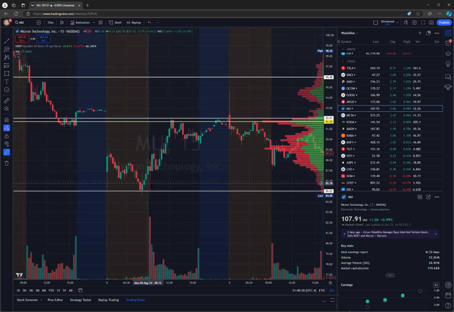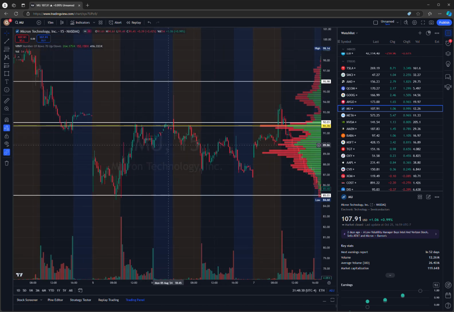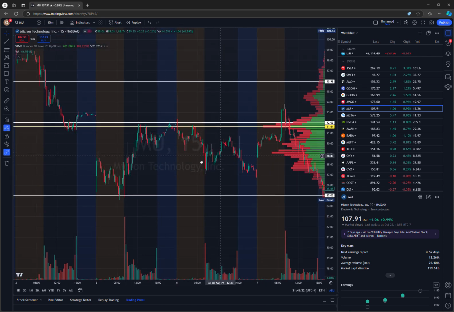We have a signal right out the open. We have a high volume pin bar from the baseline of the zone. Okay, it starts an uptrend. Let's see what happens from there. We have some resistance here at that time.